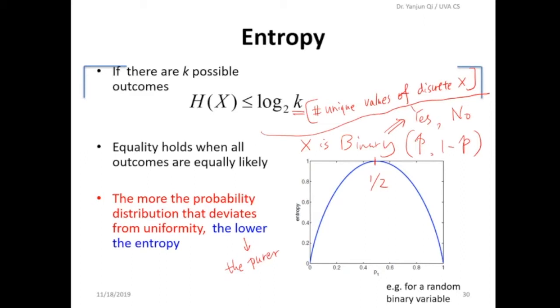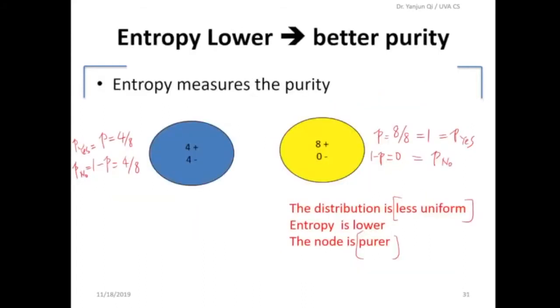We have bigger entropies. Why do I talk about it? It will be clear in the later slides. All right, so now let's compare. This node is 4 plus 4 minus. This is the node 8 plus 0 minus. And of course, I like this node, and the entropy of this node can be calculated very easily.